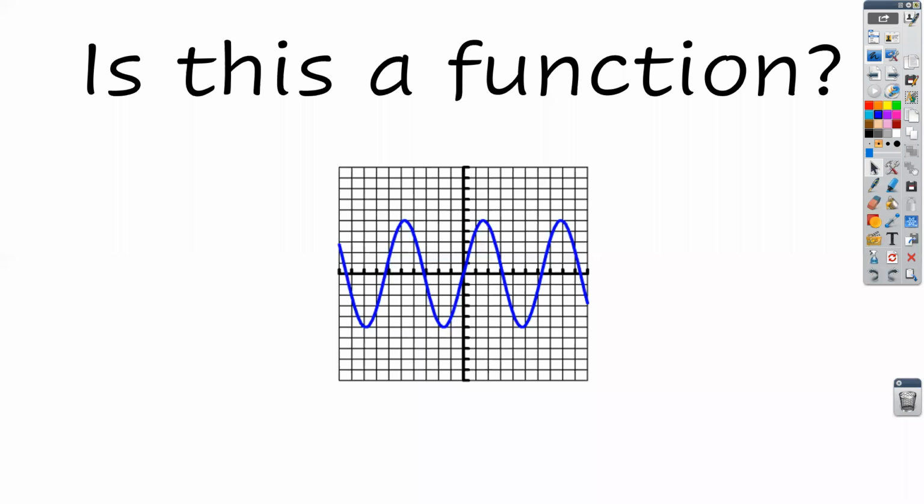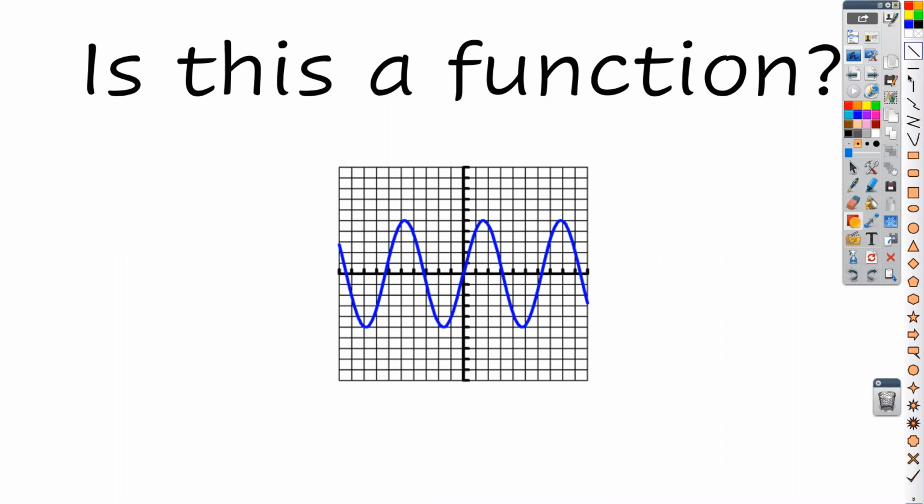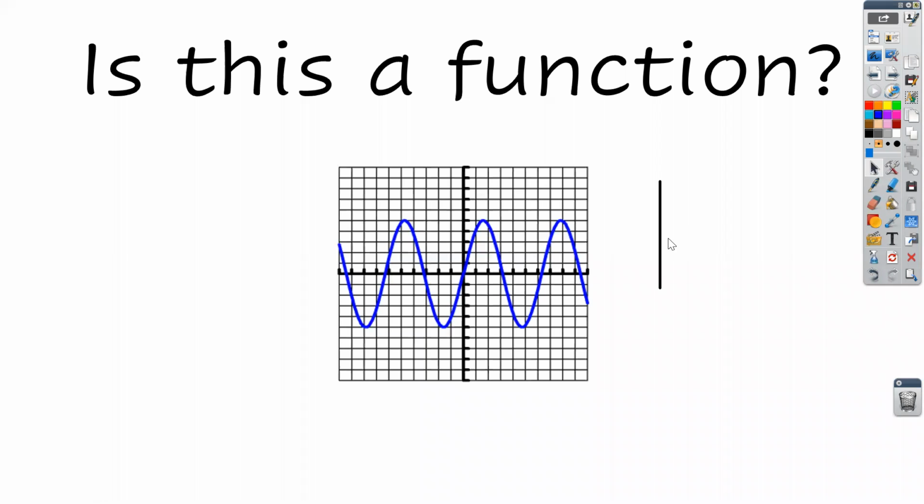Is this a function? So remember, it's a graph, so let's look at our vertical line test. If I drew a vertical line anywhere along this page, let's go ahead and make that vertical line. So if I made a vertical line and I put it anywhere along this graph, I should see that it does not touch any of these points more than one time. So therefore, yes, it is a function. It passes the vertical line test.